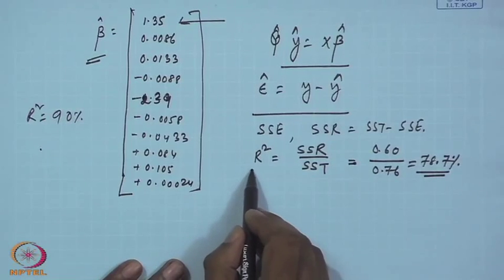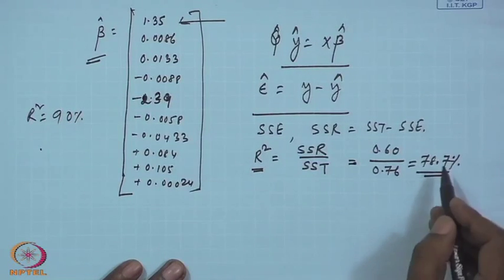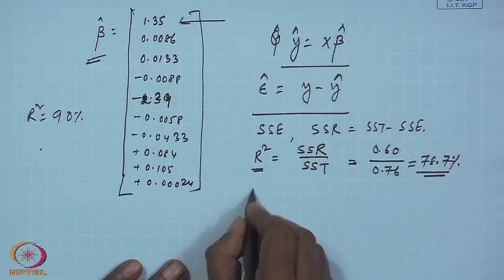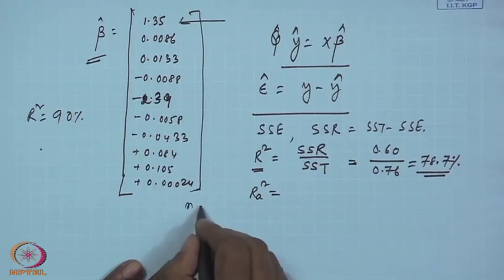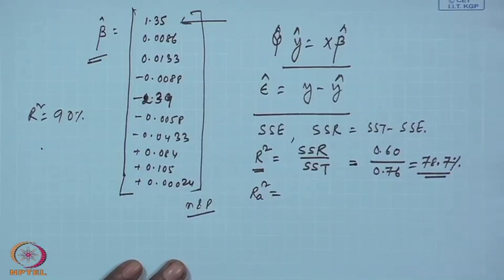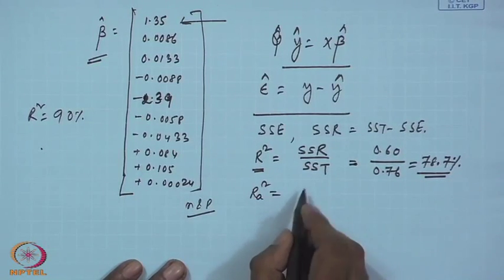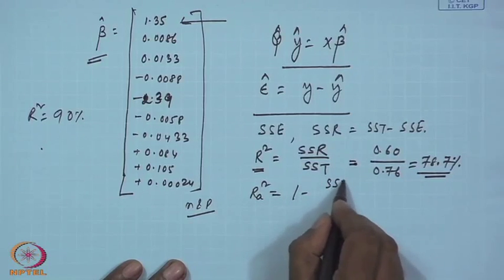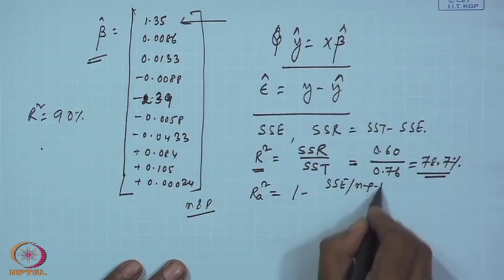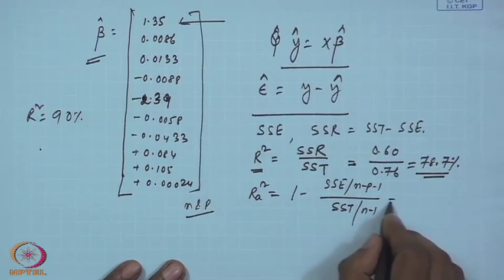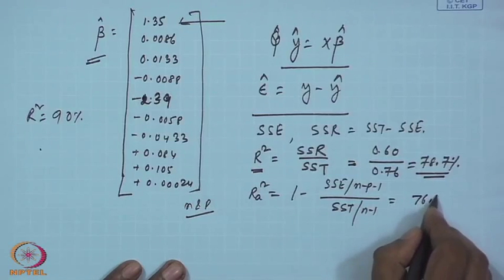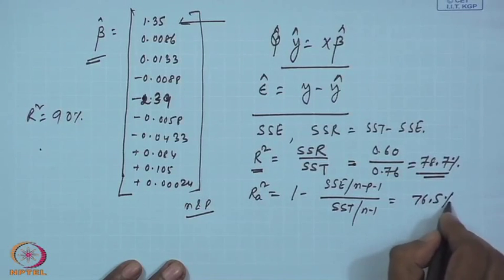Okay. Once you get R square, you may also be interested to know whether there is an effect of the number of parameters relative to the number of observations. So, N and P, that relationship you want to test. So, for adjusted R square, what you will do? R a square will be 1 minus SSE by its degrees of freedom, that is N minus P minus 1, divided by SST by its degrees of freedom, that is N minus 1. In this case, this one is 6.5%.